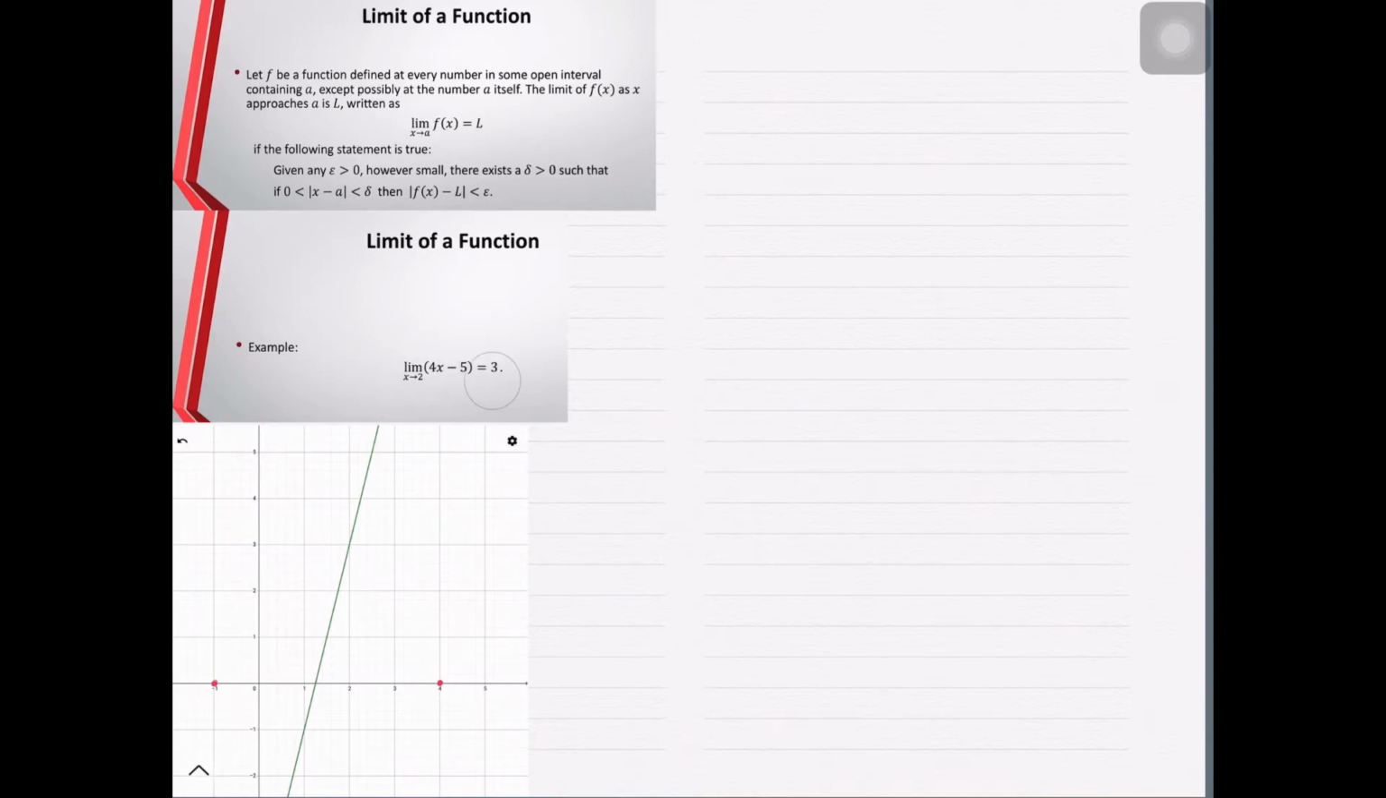For the benefit of others, let's have some labels based on the definition. Here, 4x minus 5 is the f of x, or the function. L would be the limit, which is 3, and 2 would be the letter a.